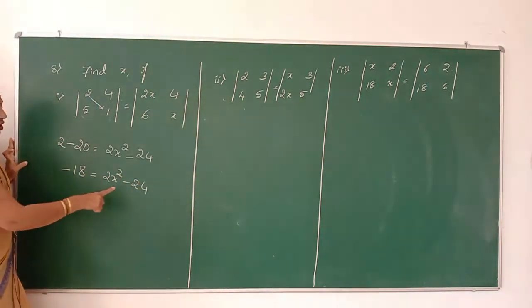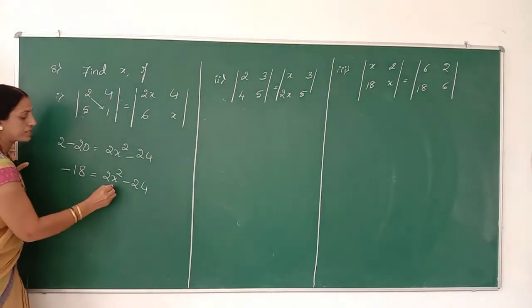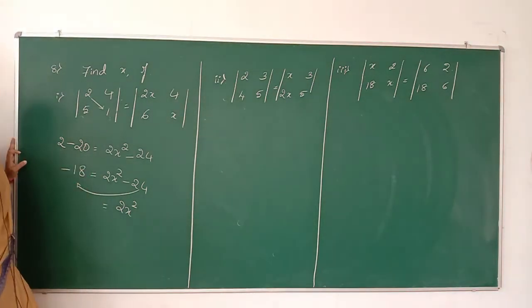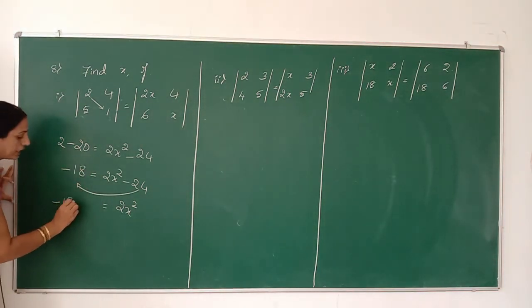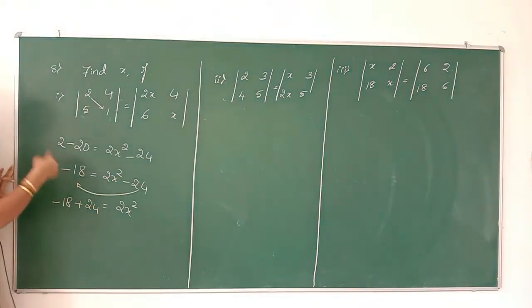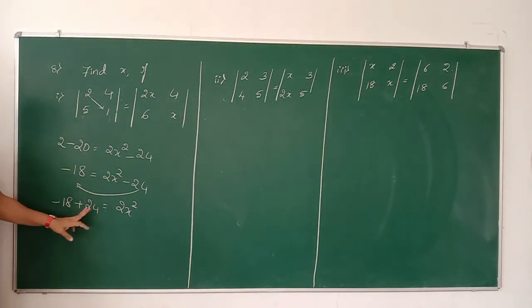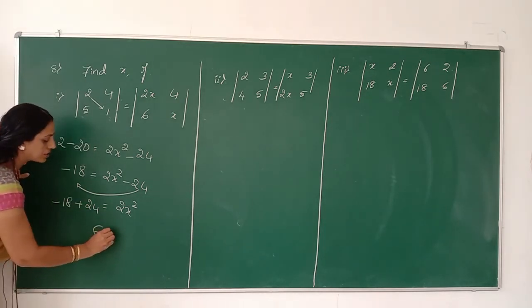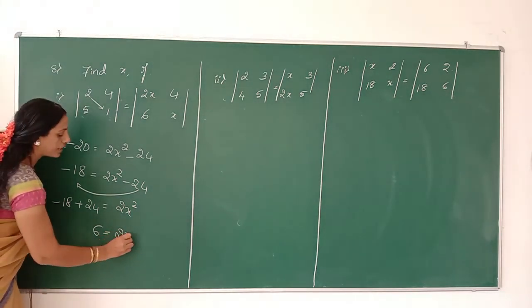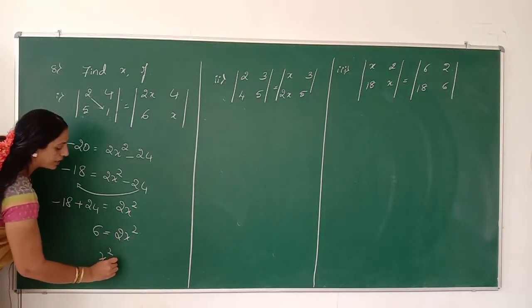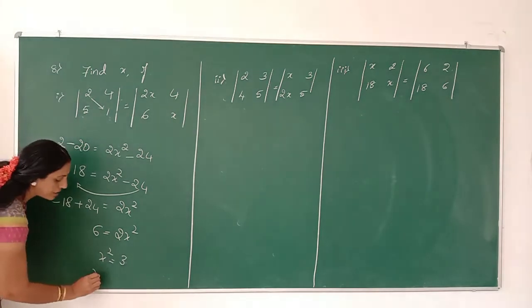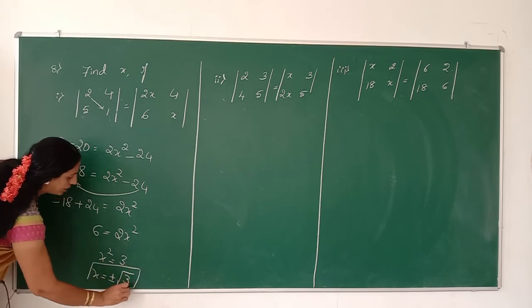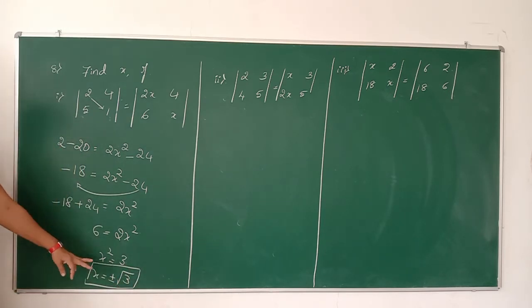After that we can solve it simply. Keep x square on one side and the remaining constants can be transposed to the other side. That is minus 18 plus 24. Minus 24 taken to the left hand side becomes plus 24. Minus 18 plus 24 is 6. So 6 is equal to 2x square. Therefore, x square is equal to 3. Then x is equal to plus or minus root 3. The value of x is plus or minus root 3.